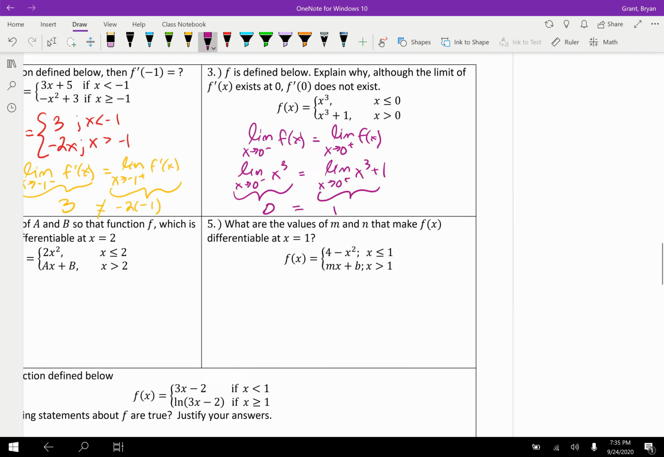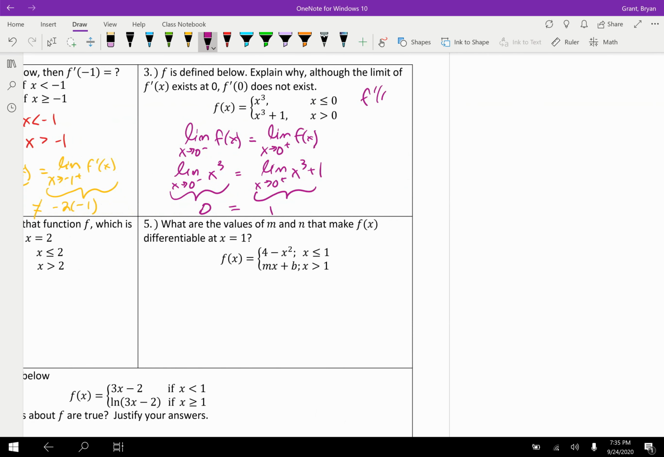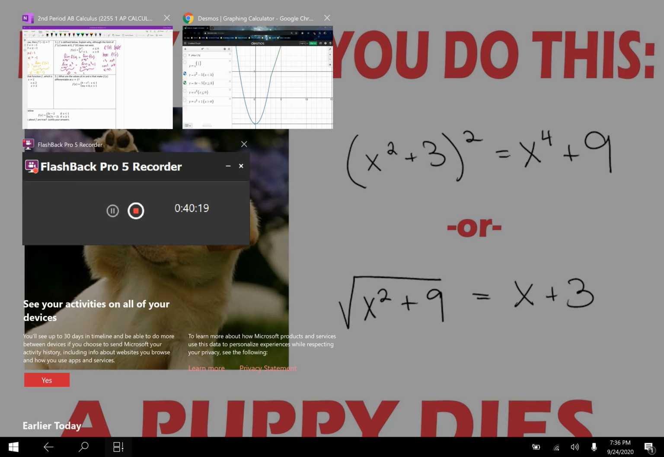And so we can say that f prime of 0 does not exist because f of x is not continuous at x equals 0. Right? No continuity means no differentiability. No differentiability means no derivative at that point. You could even go further and say, because the one-sided limits aren't equal, this is a jump discontinuity. If you wanted to look at the graph to see that jump discontinuity, I do have that one prepared for you as well.